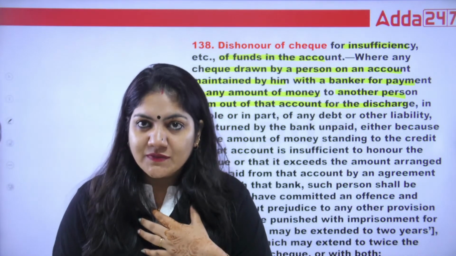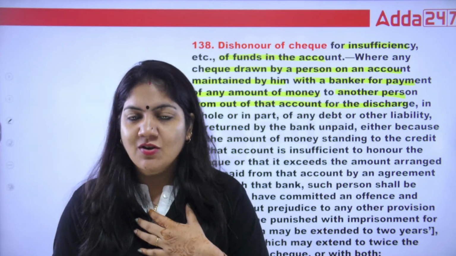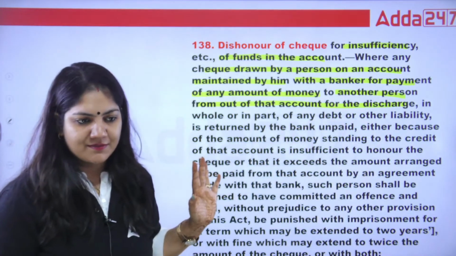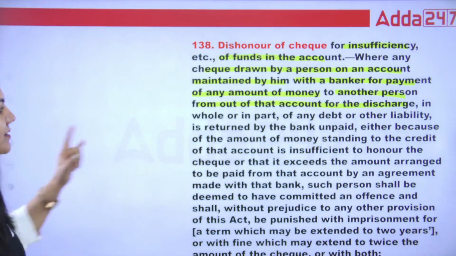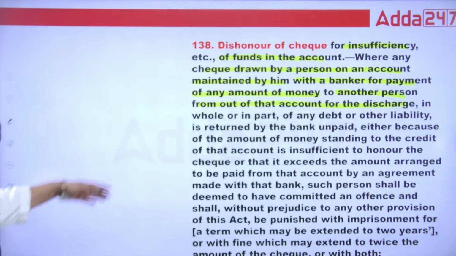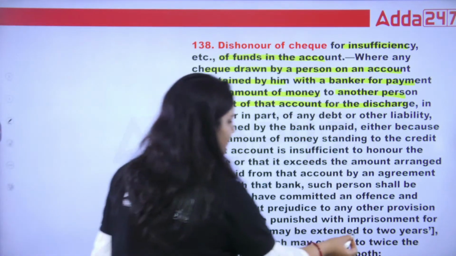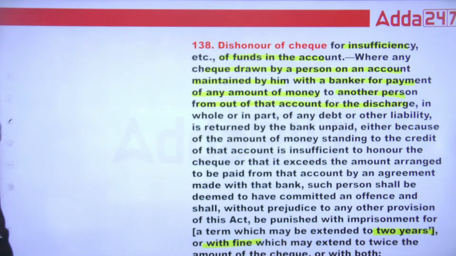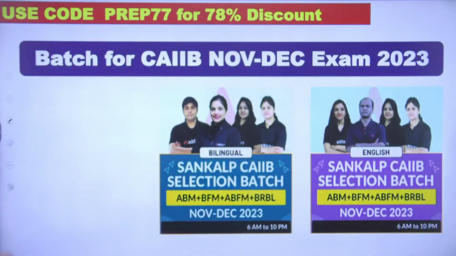So the punishment will be 2 years of jail or fine. So this is called dishonor of check. That's it. Okay, this is called dishonor of check. So many things are written, but the punishment is 2 years or fine. See, that's it. Okay.